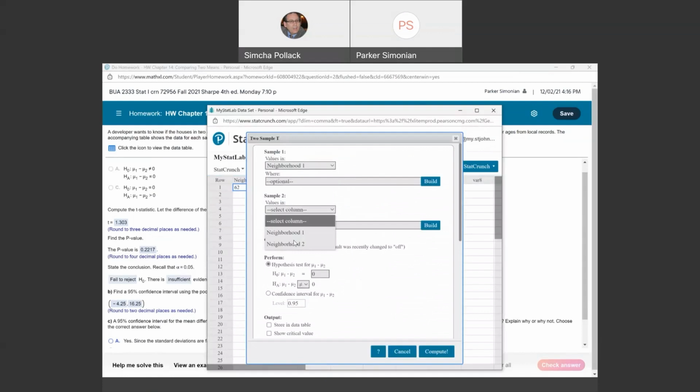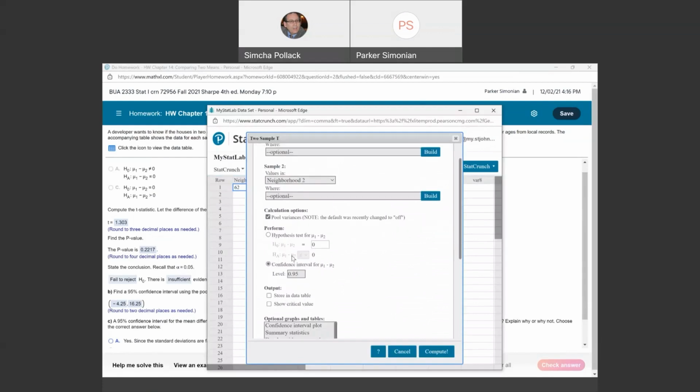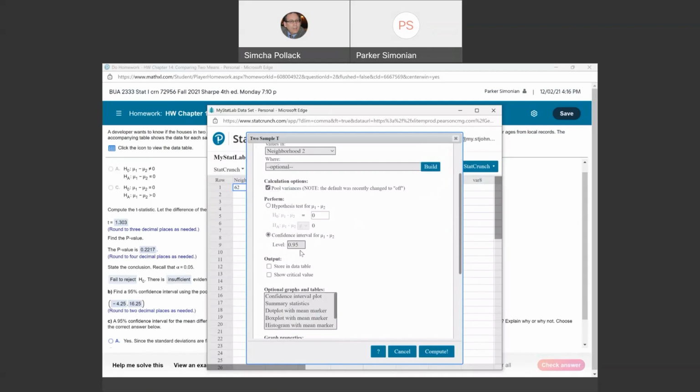This one without pool, right? No, I want to do it with pooled. I want to see if, no, go back to pooled. And let's go down to what options you have in terms of what they're printing out for you. So optional graph and tables, confidence, and so click in one. Okay, click on compute at this point.